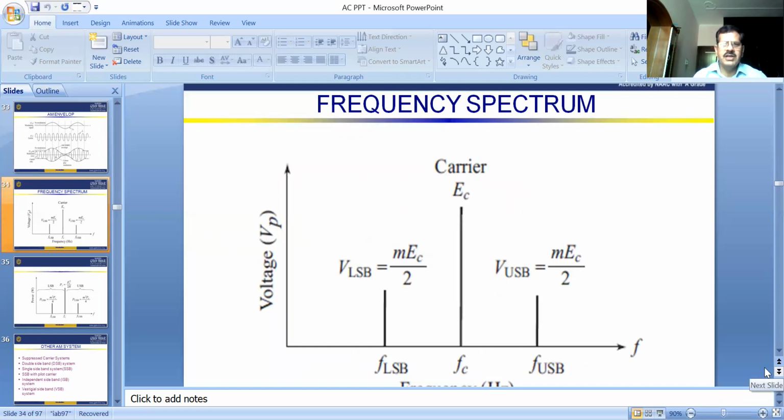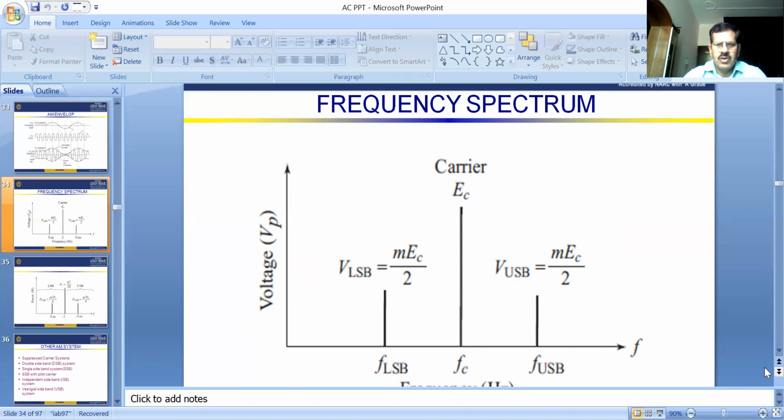There are different frequency spectra in a modulation system. Here we see the x-axis divided into different frequency components, and we take the voltage on the y-axis. Fc is the center frequency or carrier frequency of the signal, FUSB is the upper sideband frequency, and FLSB is the lower sideband frequency.